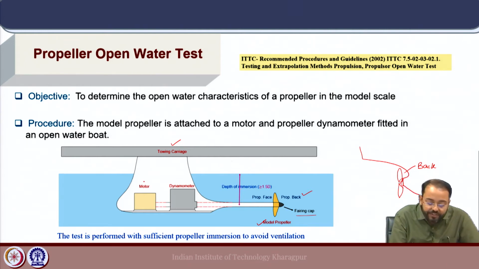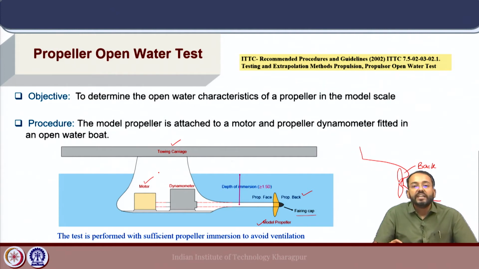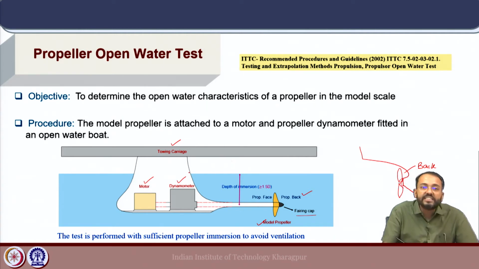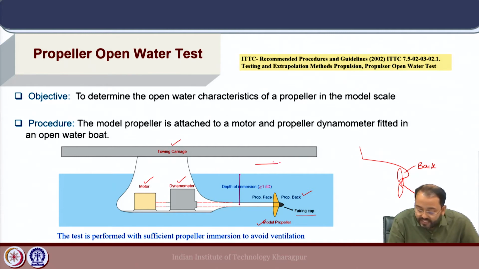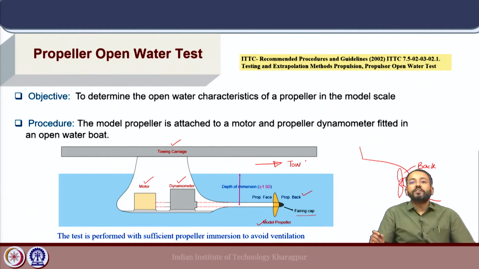Now, the propeller is driven by a motor which gives the required RPM for the propeller to estimate the thrust and torque performance, and a dynamometer is used to measure the propeller thrust and torque in the open water condition. So, this is a standard setup where we have only the propeller which is being towed in this direction. This is the towing direction to obtain the open water characteristics, which is the thrust and torque of the propeller, which can be converted into the coefficients.